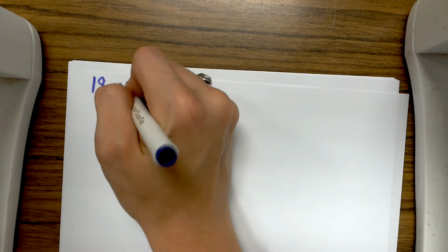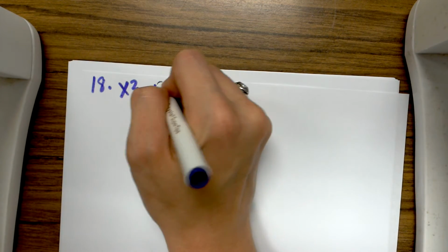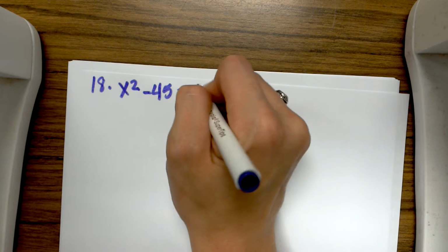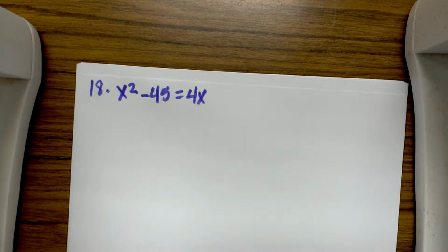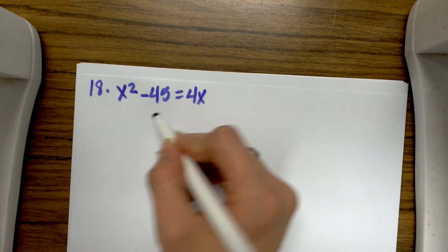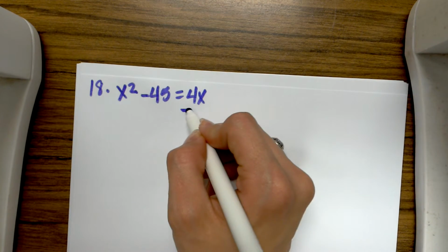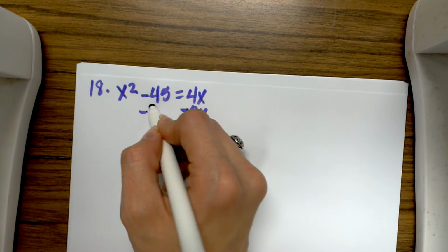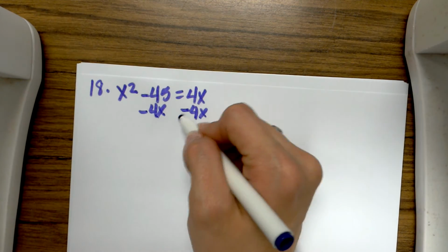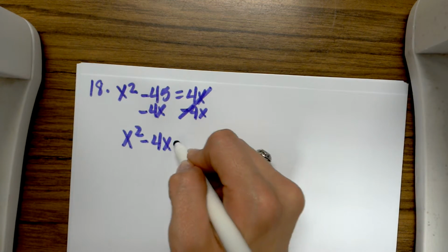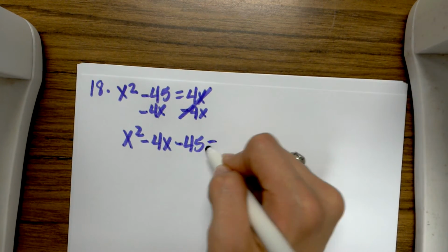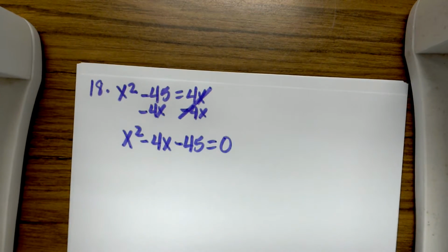18 is x squared minus 45 is equal to 4x. First off, it's not in the form that we need it to be in. We need it to be set to 0. So we're going to move this 4x over by subtracting 4x from both sides. So we're left with x squared minus 4x minus 45 is equal to 0.